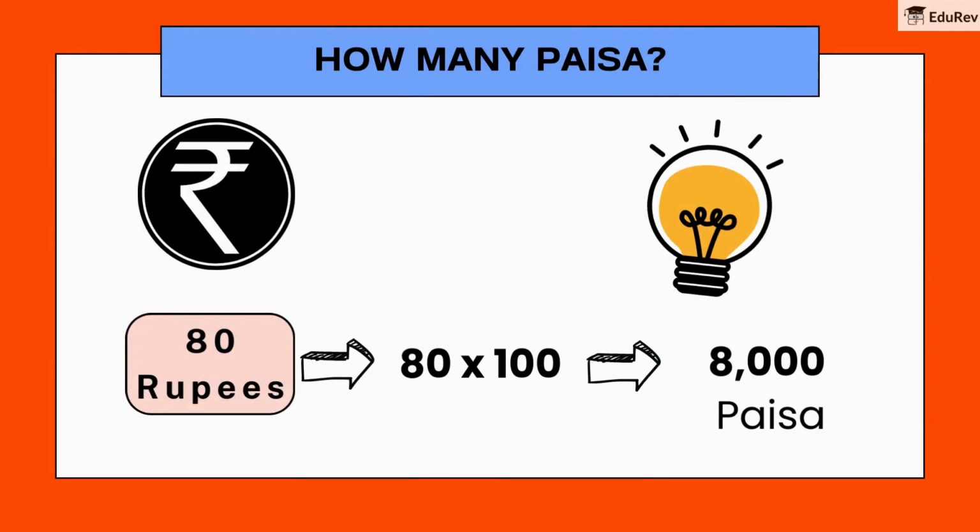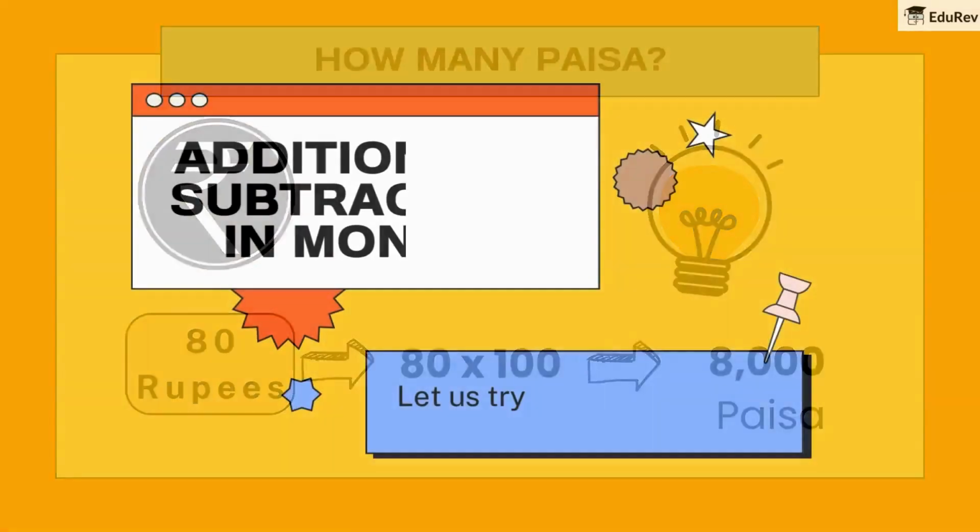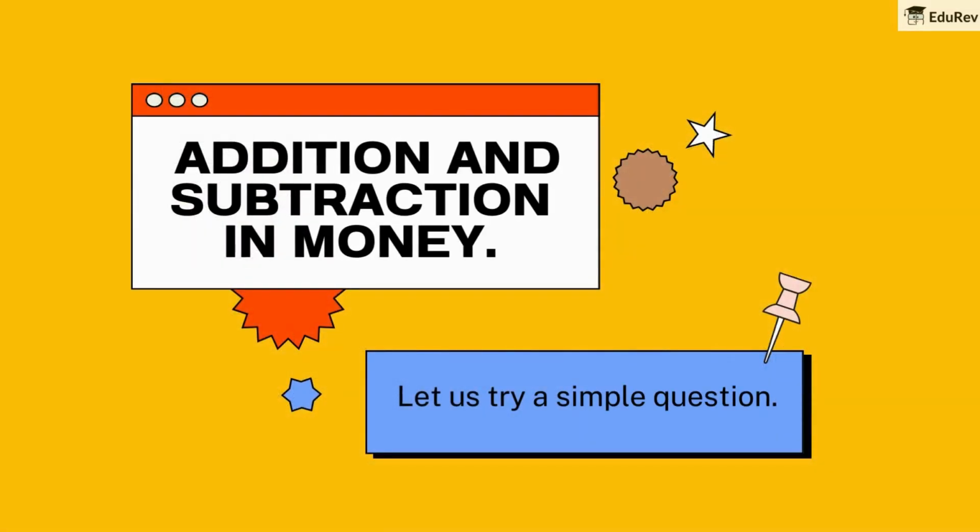In the same way, we can convert rupees into paisa. 80 rupees become 80 into 100 as 8,000 paisa. So decimals help us in all activities. We can also use addition and subtraction in money. Let us try a simple question.